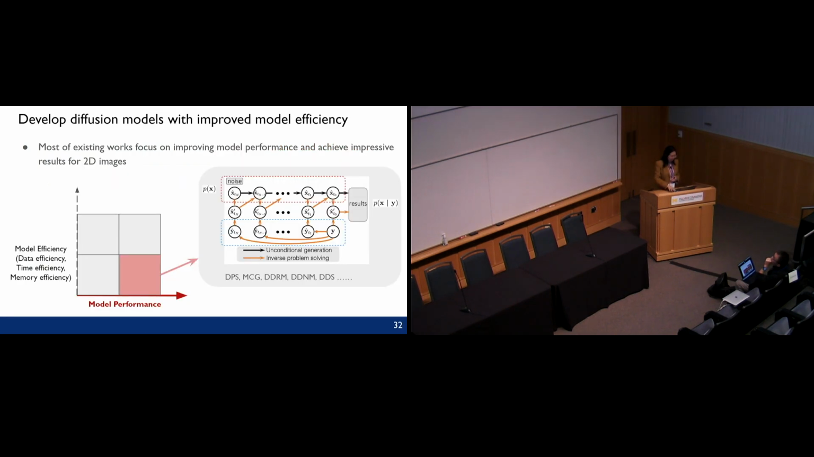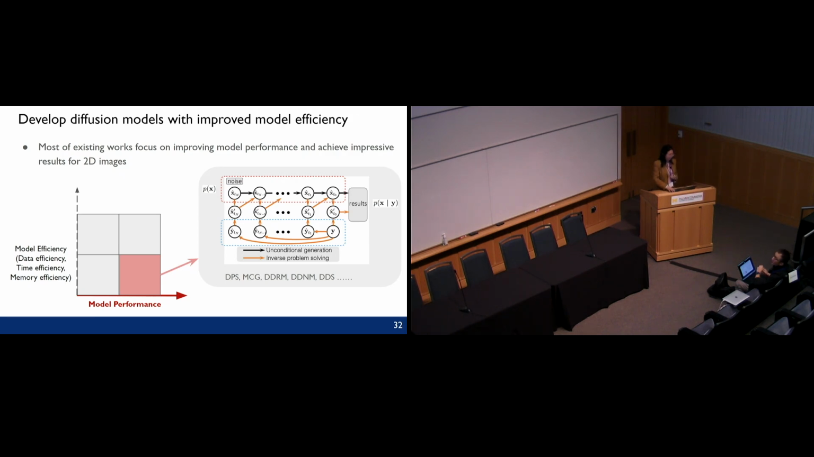So again, to repeat what you just said, and also to put that in this kind of paradigm or the graph here. For the current work, if we consider these two dimensions, one is about the model performance, the other is about the model efficiency, including the data, the time, and the memory efficiency. Most of the current works are focusing on how we can improve the model performance along these directions. For example, all the works I just mentioned are pretty exciting, pretty good works, and also achieve really impressive performance on 2D image problems.